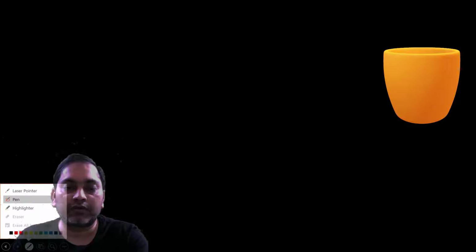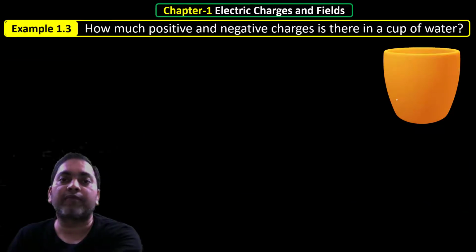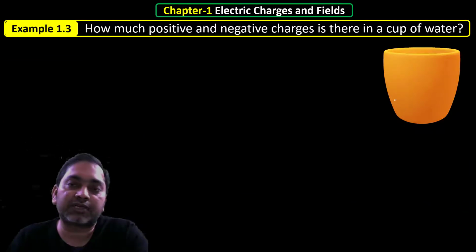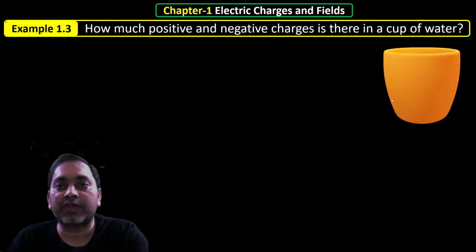In front of you, you can see there is a cup, and this is a cup of water, not tea. So what is there inside this cup? As I have said, there is water inside it, and what we need to find is the number of positive and negative charges. This is example 1.3 of your Electric Charges and Fields: how much positive and negative charge is there in a cup of water?